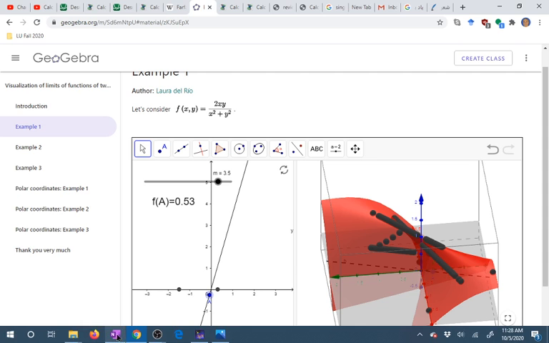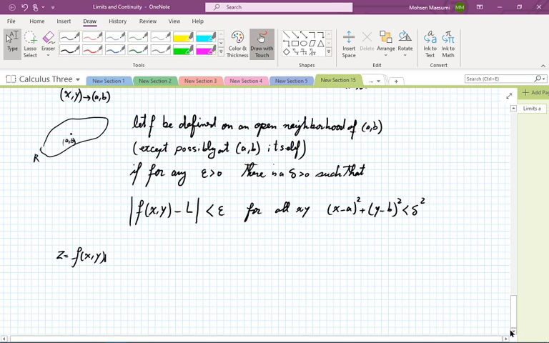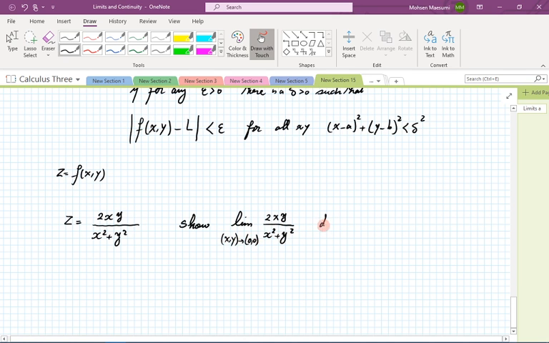Let's go ahead and do this on paper. Suppose we consider a particular function z. The example that we saw over there is 2xy over x squared plus y squared. We want to show that the limit of this thing, 2xy over x squared plus y squared, as x and y approach the origin, does not exist.